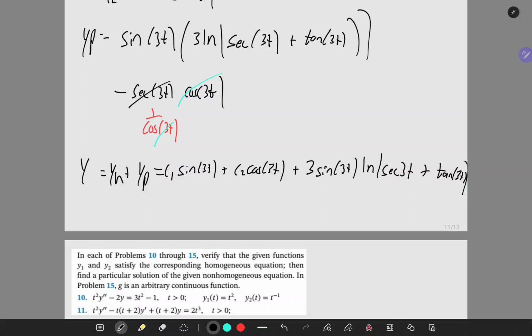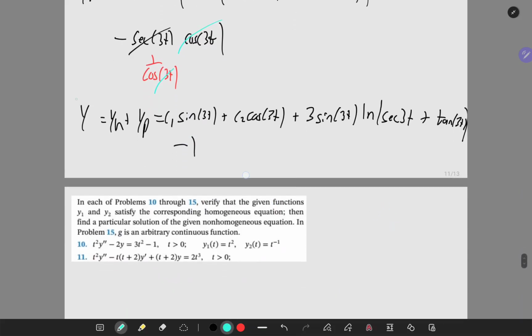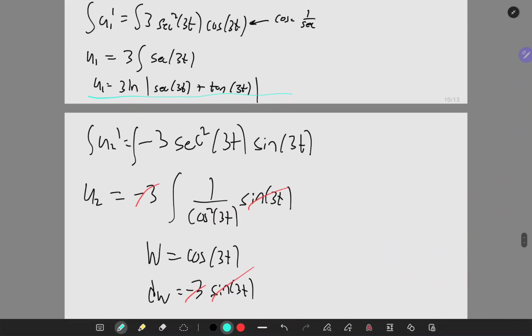And then we have another term, minus 1, right, from that. So that's our general solution. Beautiful, isn't it? See, Cramer's rule saved us a lot of work, in my opinion.